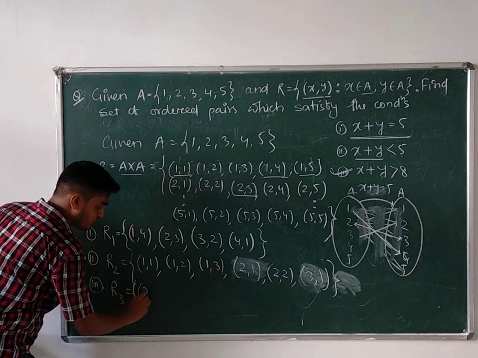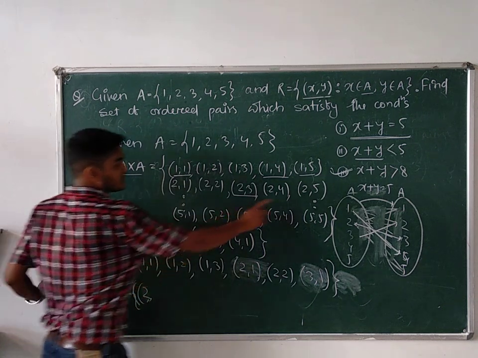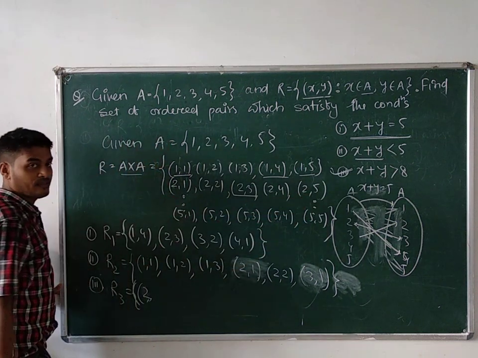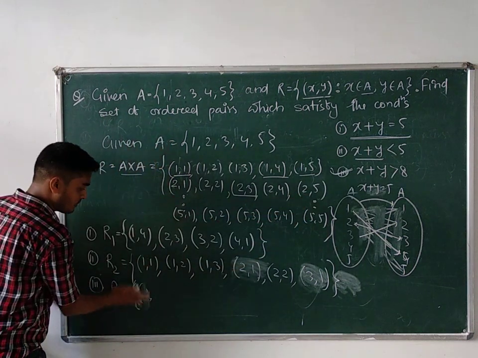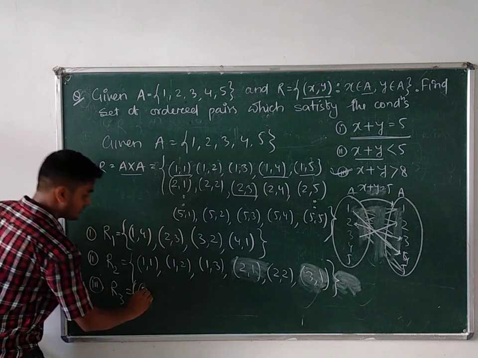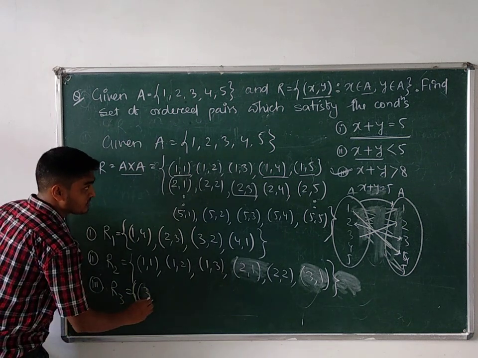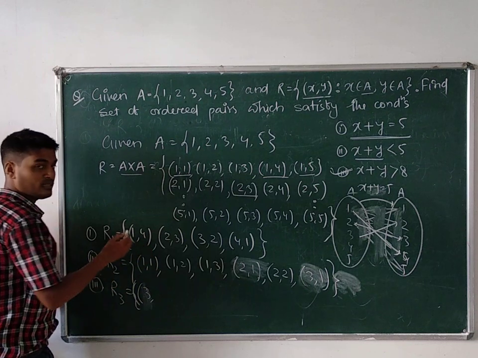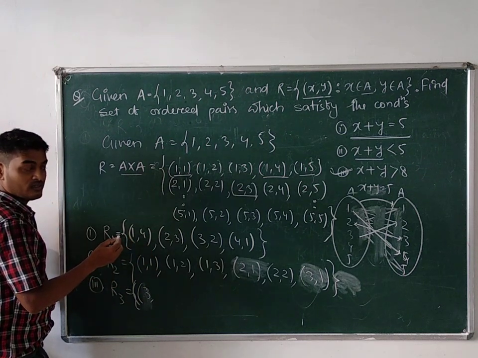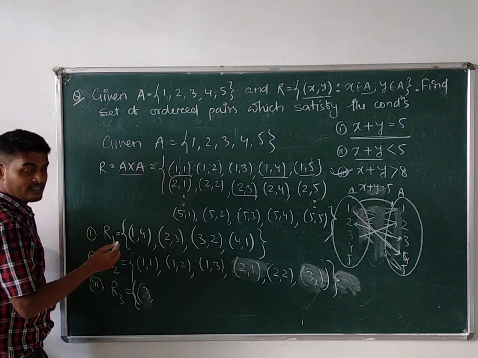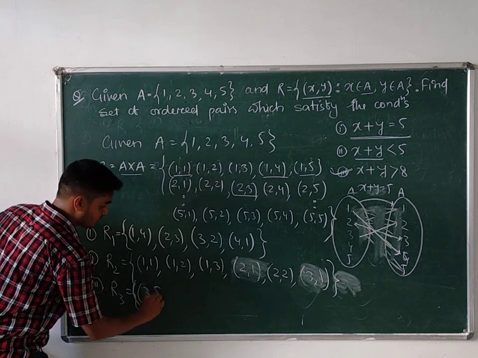If I want to start with 2, what is the maximum? 2 plus 5, 7. So 7 is not greater than 8. It means there will not be any ordered pair starting with 2. Let's start with 3. Can you consider (3, 1)? No. 3 plus 1, 4. 3 plus 5, 8. You cannot consider 3 plus 5 also. Do you know why?